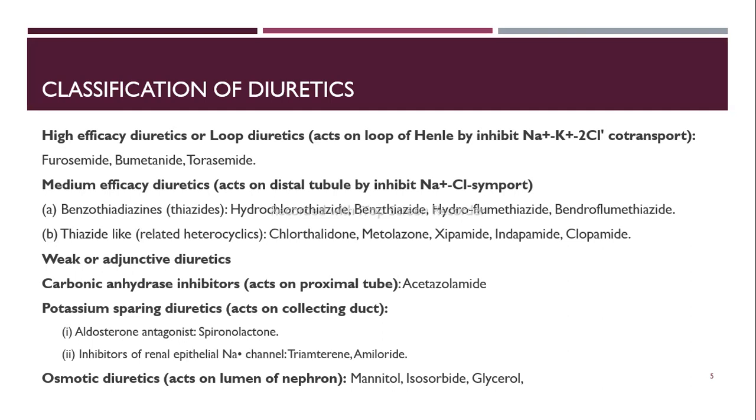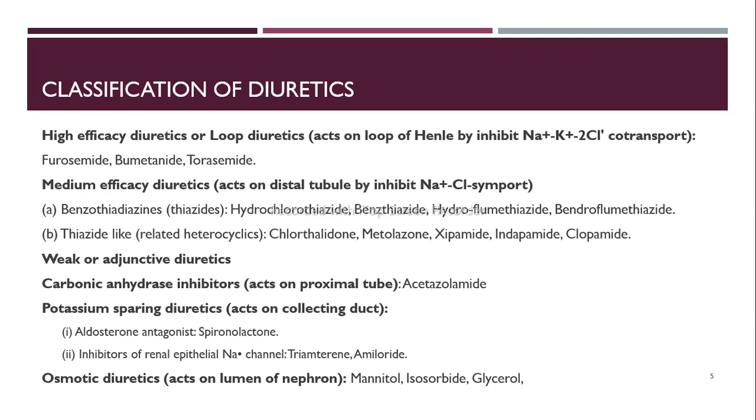Okay, and the third category of drugs that we have is weak or adjunctive diuretics. In that we have three subcategories. The first one is carbonic anhydrase inhibitor, and it acts on the proximal tubule. Okay, and the example of the drug is acetazolamide. There are some other drugs also like dorzolamide in this particular category.